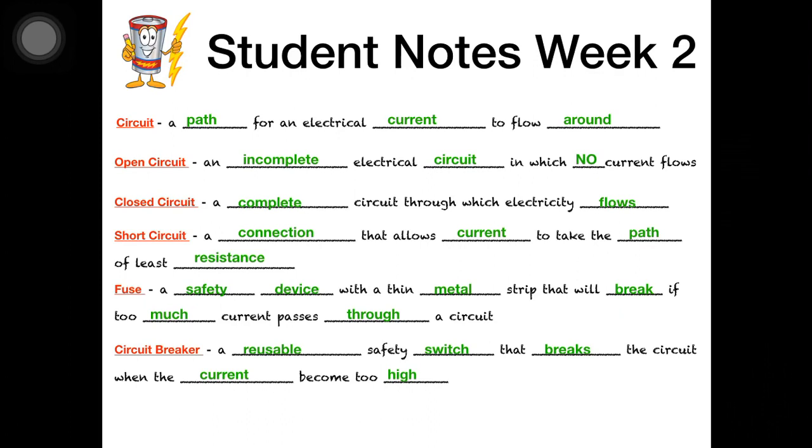A circuit breaker is very similar to, maybe you've even heard the term, oh, we blew a breaker in our house and someone has to go to the breaker box and flip the switch back on. So those are reusable circuit breakers. When the current becomes too high, the circuit switches off and you have to go back down and switch it back on. So those are reusable. So go ahead and fill in the definition for circuit breaker.